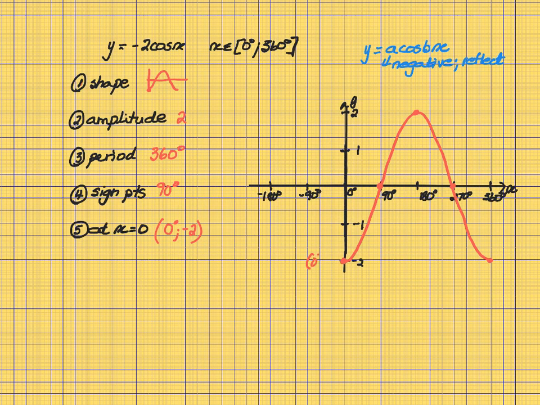So this is 0 degrees and negative 2, 180 degrees and 2, and 360 degrees and negative 2. And of course, don't forget to label. Y is equal to negative 2 cos x. Let's just summarize that. You have a reflected cos graph with an amplitude of 2 and a period of 360.